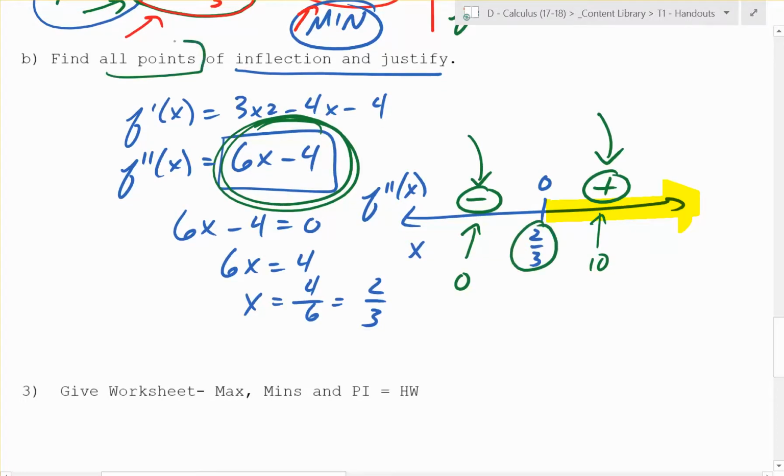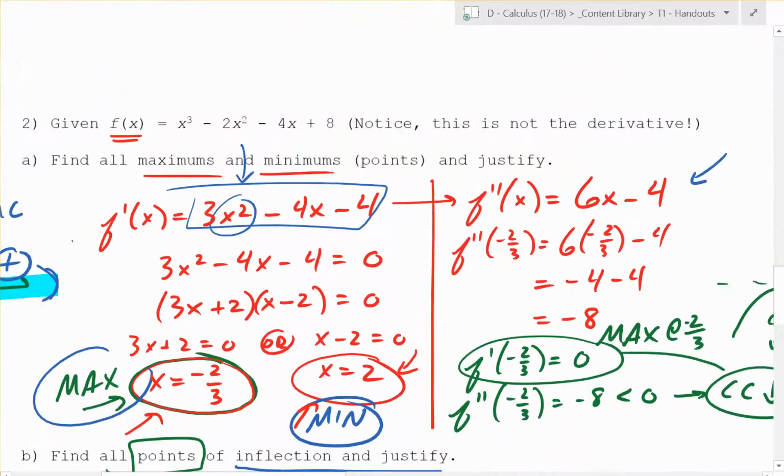So when it says all points of inflection, we need an x and a y value. So what do we have here? We know it's going to be 2/3. We need to know what the y value is. To get the y value, we need to use the original equation. Here's the original equation. You would plug in 2/3 into there to get the actual point.